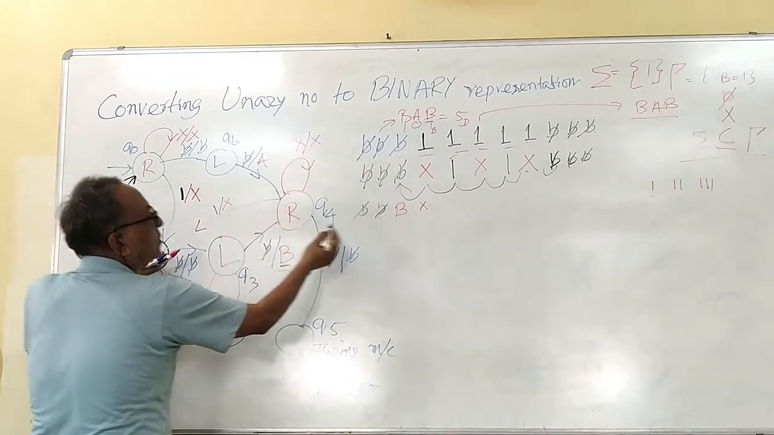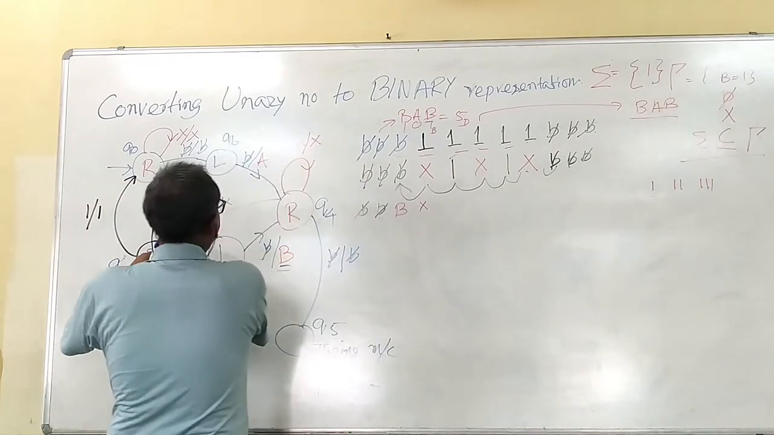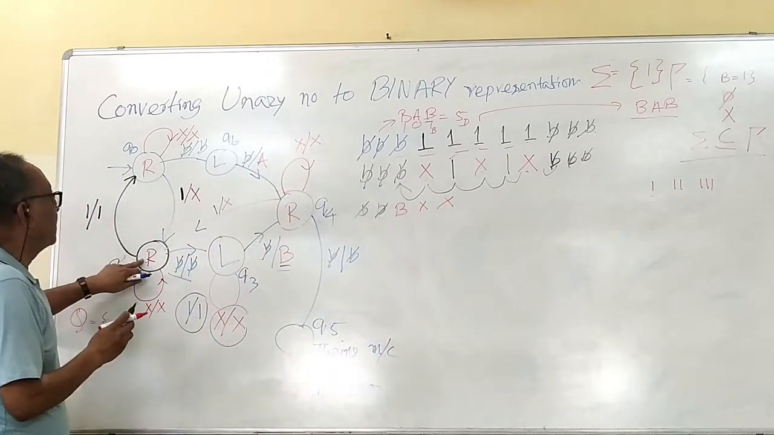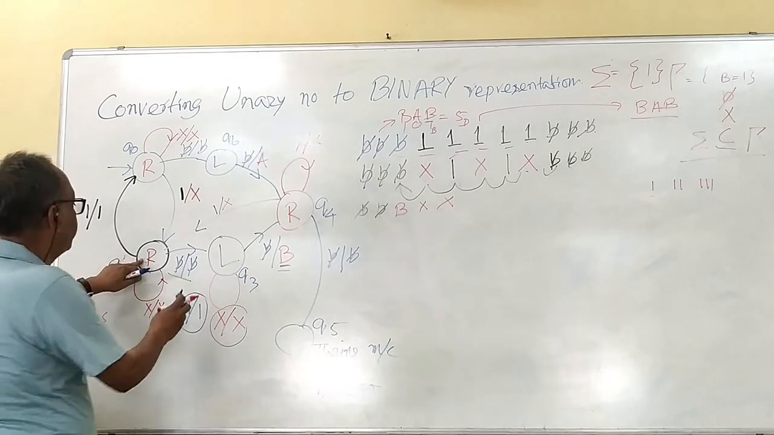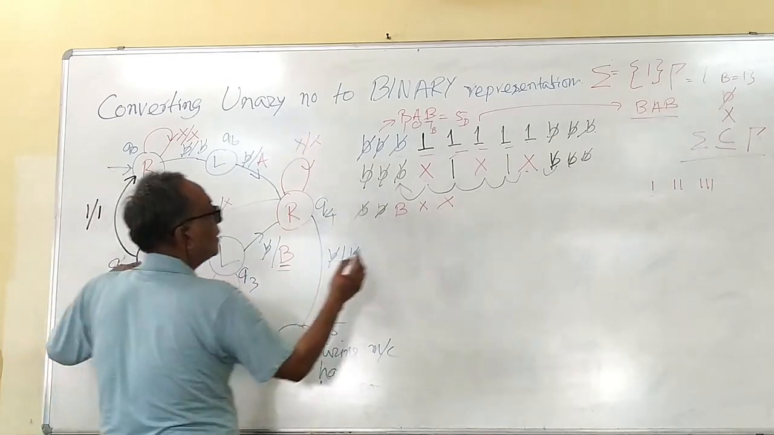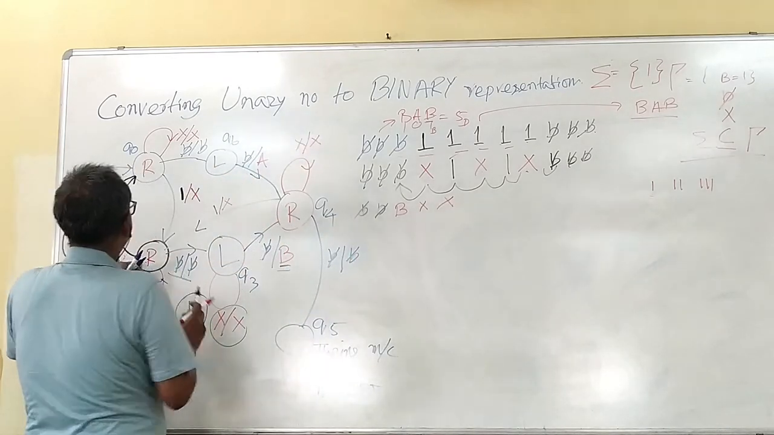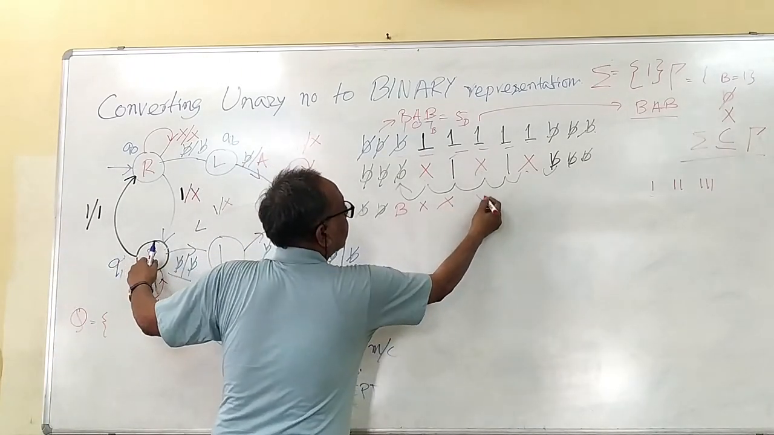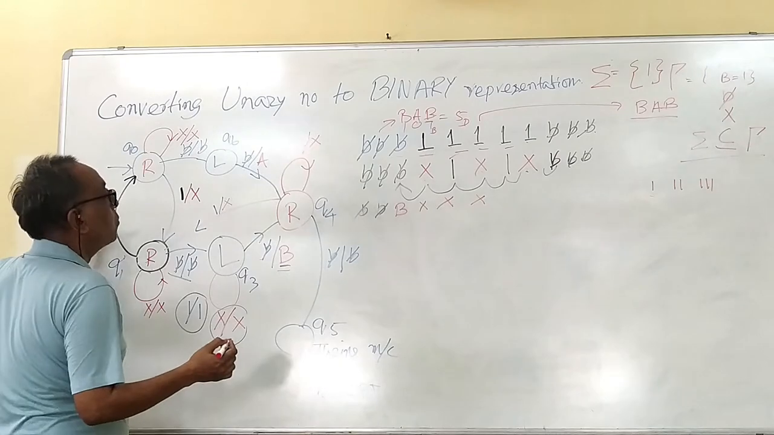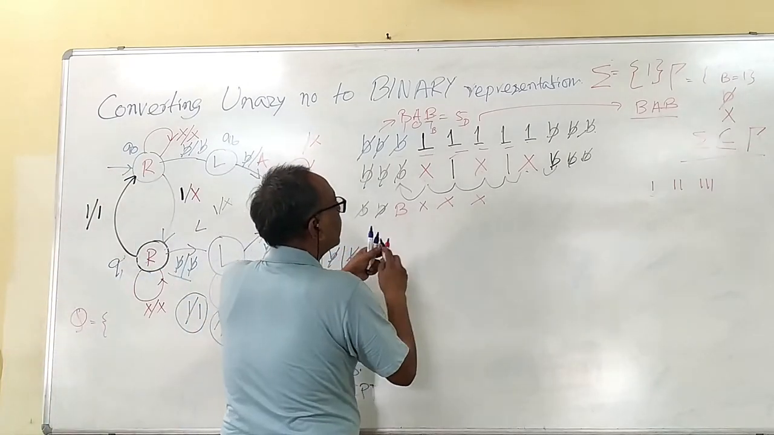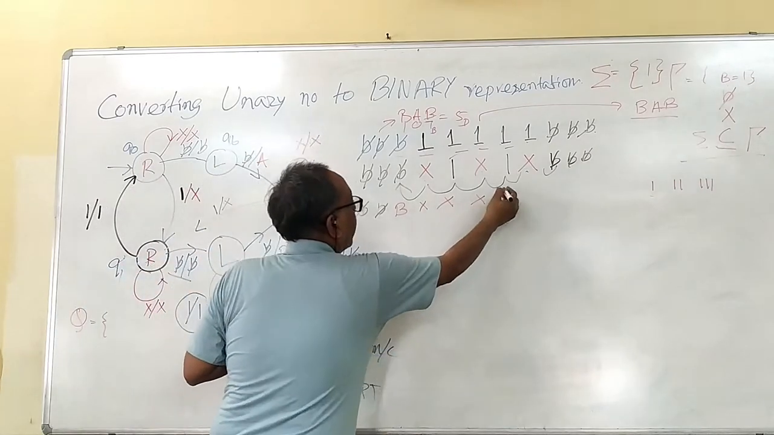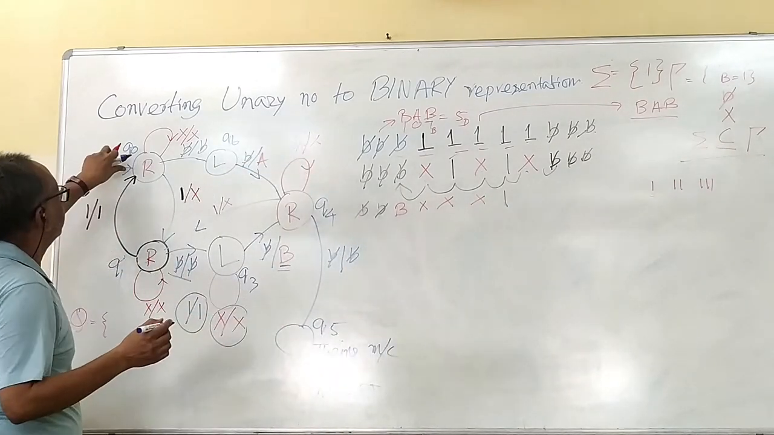Now this 1 got replaced by X. Now we are here. Now we are here. X, we are here. Then here, what is the X? It is X. Nothing to do, X is replaced by X. Then we get one more 1. So 1 will be nothing to do with negative 1. Negative 1. So we are here.